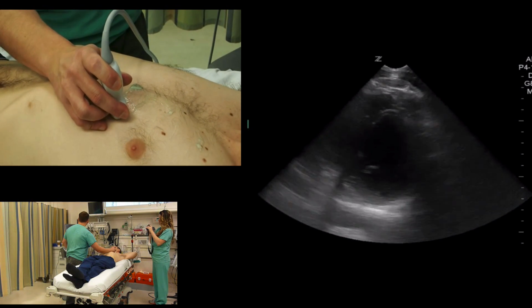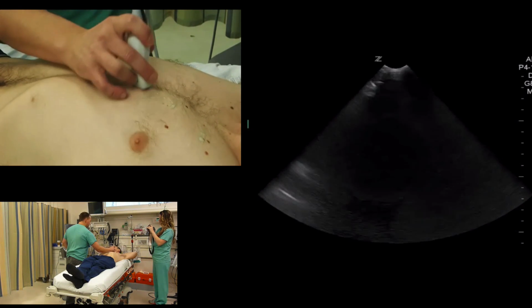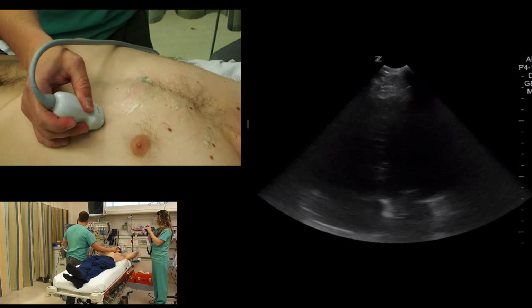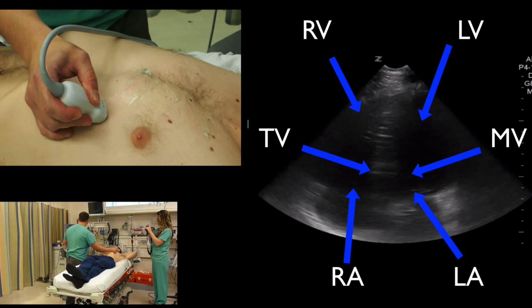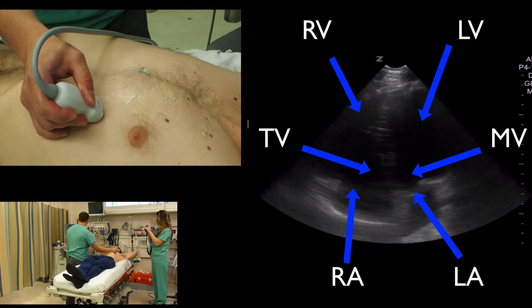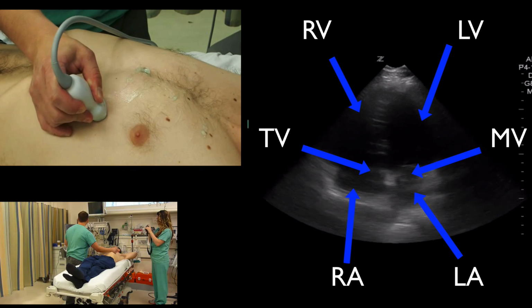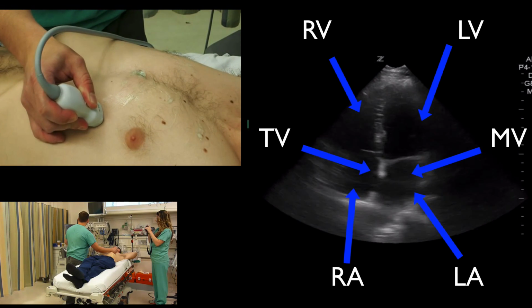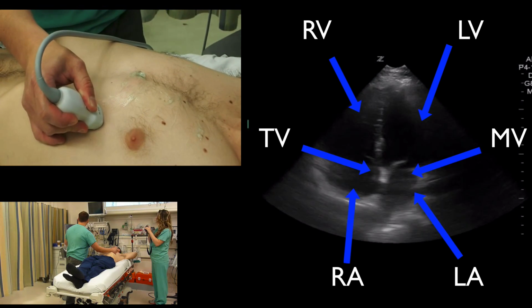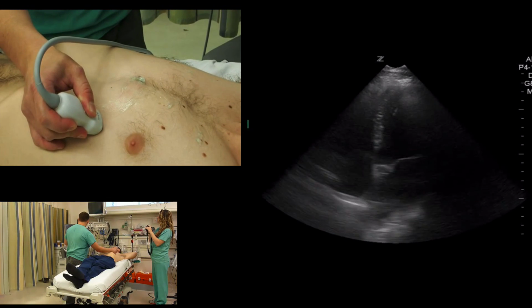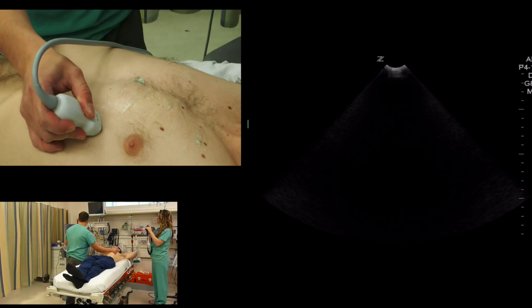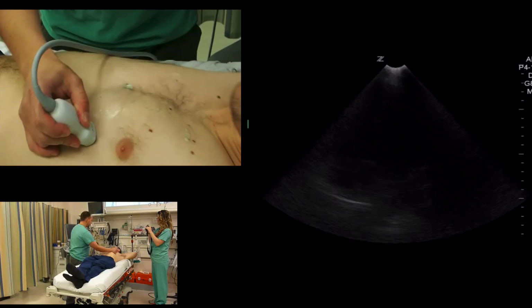Moving on, we'll trace the apex of the heart over to the left lateral chest, just below the nipple, and we will have our apical 4-chamber view. Having the patient lay on his left side can really help you here. In this view, you'll have all 4 chambers of the heart, including the right ventricle, right atrium, and left atrium. You will also see nice views of the tricuspid valve and the mitral valve.